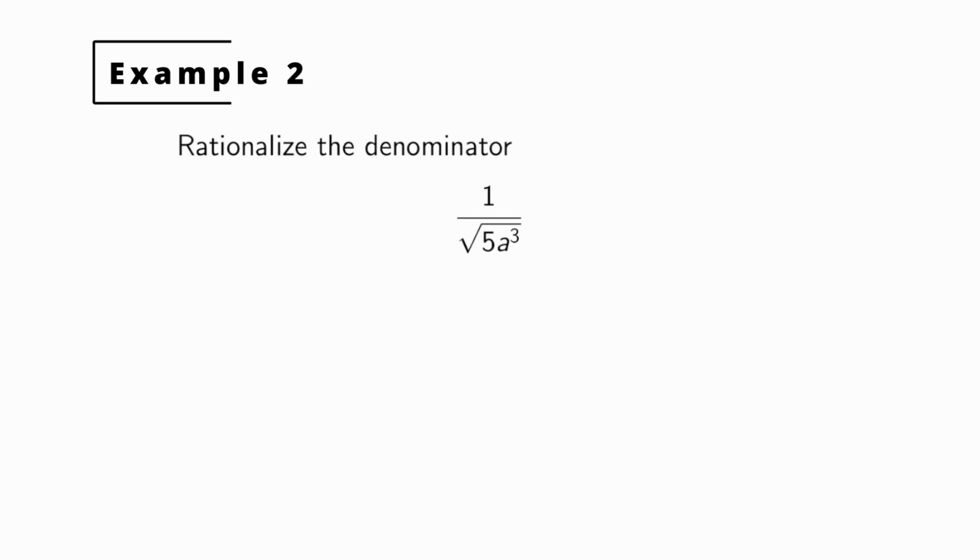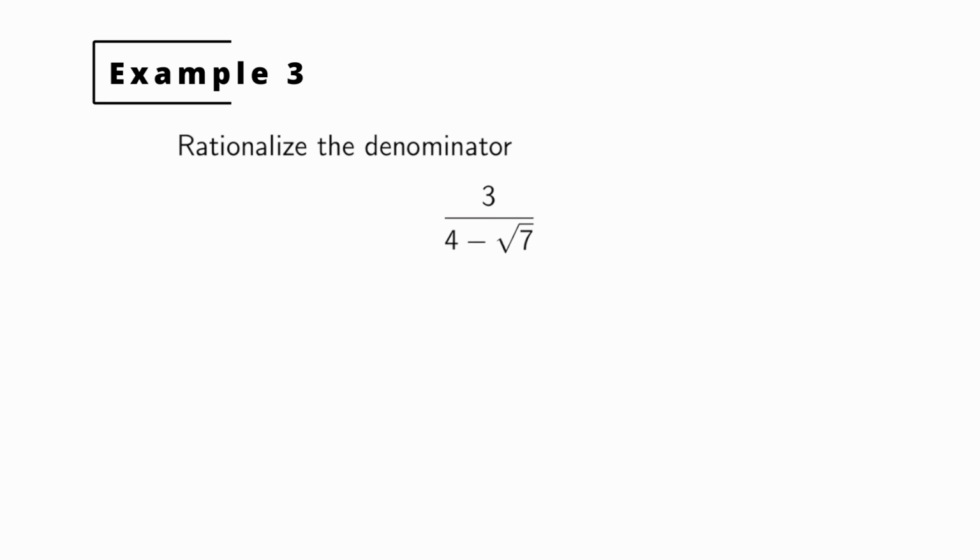Example 2. Again, when I have a radical expression, and only a radical expression, in the denominator, I'm going to multiply this whole thing by 1, but in the form of the square root of 5a cubed over the square root of 5a cubed. So we multiply this by the square root of 5a cubed over the square root of 5a cubed. In the numerator, we get 1 times root 5a cubed, which becomes this. And in the denominator, we simply get 5a cubed. And now we no longer have a radical in the denominator.